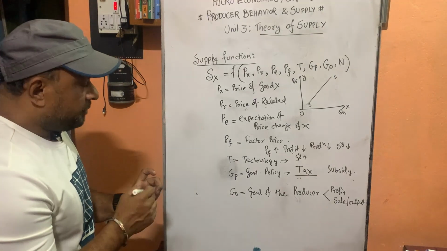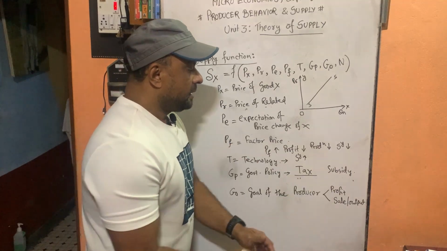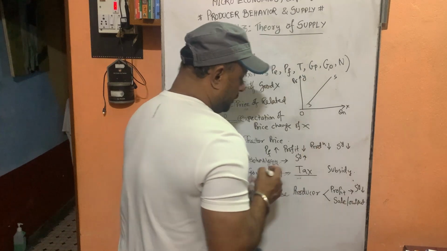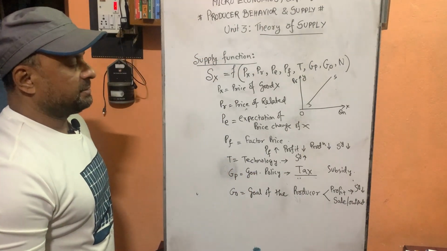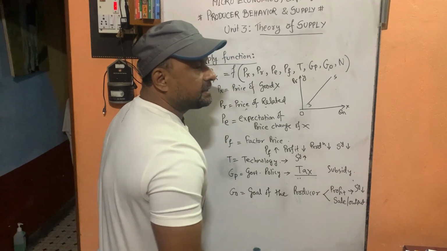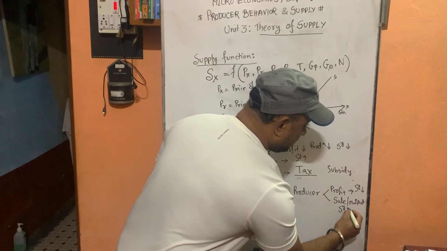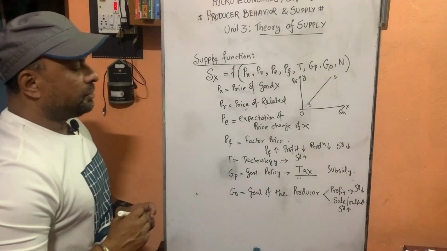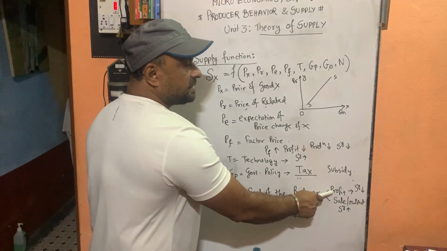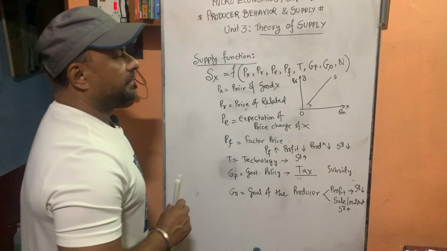Profit maximization goal means maximum profit, minimum sale. If the goal is profit maximization, that time supply will fall, because the producer's target is minimum sale, maximum profit. But in case of sales maximization goal, if the target is maximum sale and minimum profit, that time the producer's supply will increase. So goal also affects the supply. If there is profit maximization goal, supply will fall. If there is sales maximization goal, supply will rise.